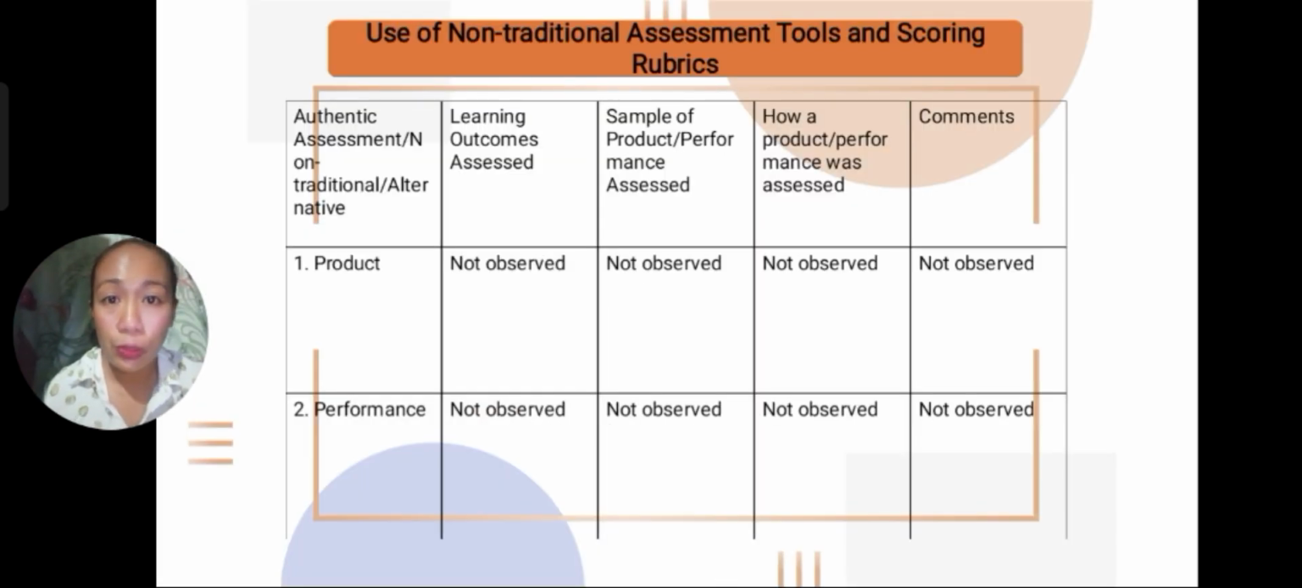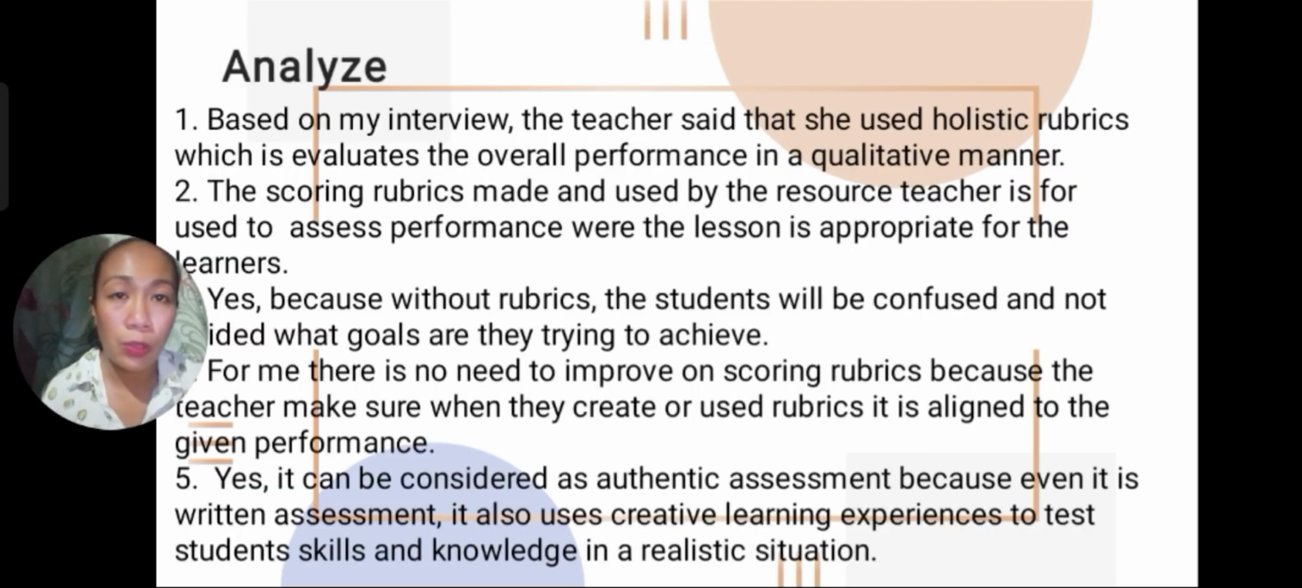So now we proceed to the use of non-traditional assessment tools and scoring rubrics. Here are the authentic assessment or non-traditional alternatives. We have the product and the performance. Here are the analyses. Based on my interview, the teacher said that she used holistic rubrics, which evaluate the overall performance in a qualitative manner. Number 2, the scoring rubrics made and used by the research teacher are used to assess performance where the lesson is appropriate for the learners.